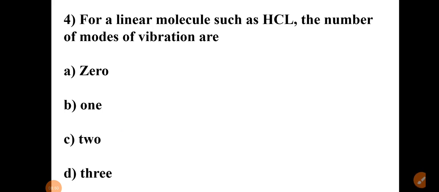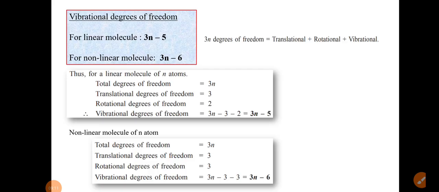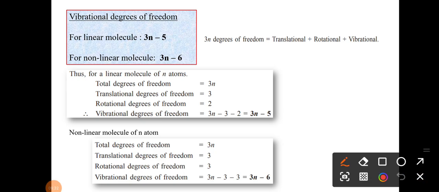The next one: for a linear molecule such as HCl, the number of modes of vibration are? Again, that is a very important one. The options are 0, 1, 2 and 3. Before going to the number of modes of vibration, we have to know what they are. The vibrational degree of freedom for a linear molecule is given by the formula 3n minus 5, and for a non-linear molecule it is 3n minus 6. The total degrees of freedom is translational plus rotational plus vibrational.